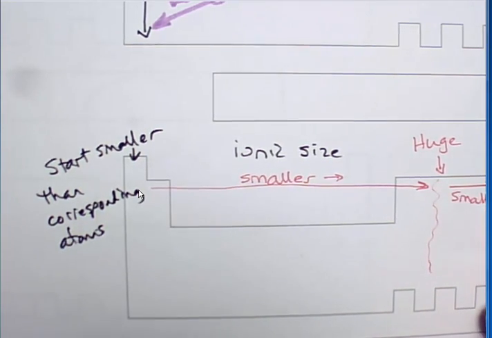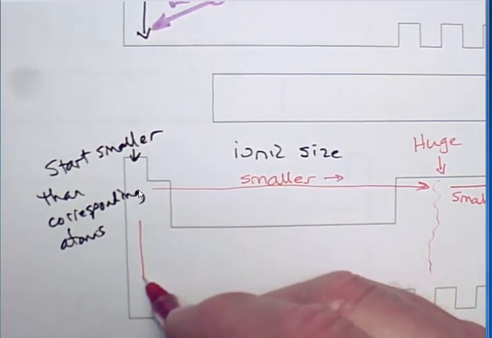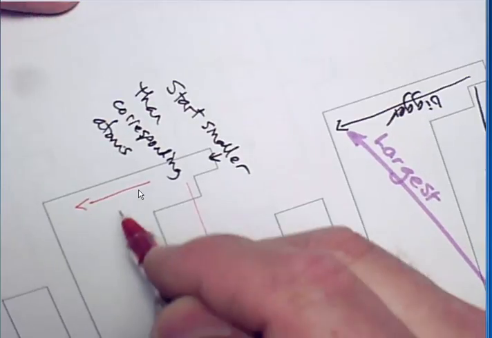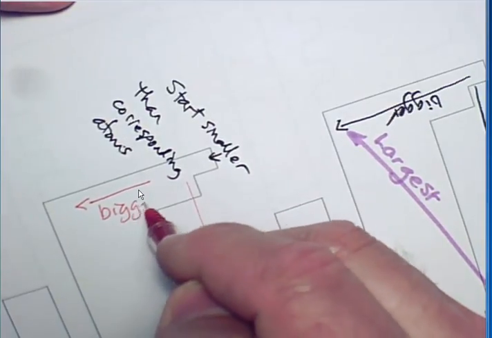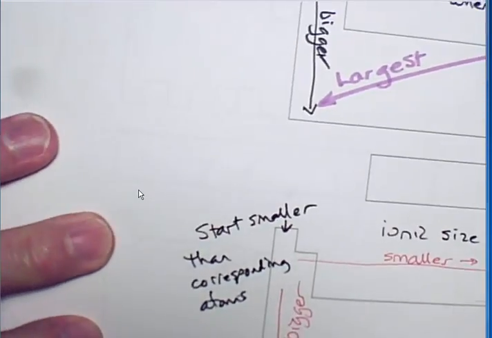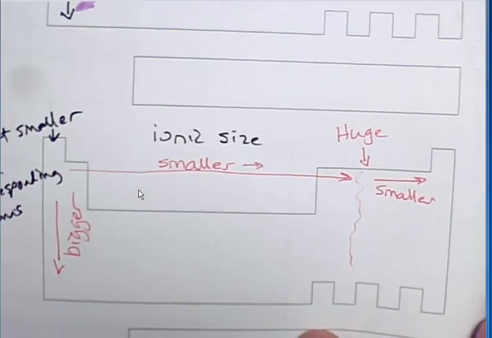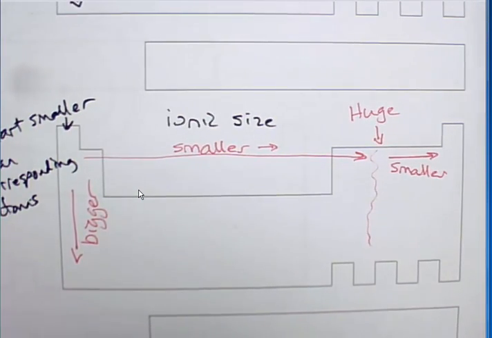And they get smaller again. And then we still get bigger going down. So that's the pattern for ionic size. I'm not sure why you even need to know that, but it's in the state standard, so I teach it to you. It doesn't really come up much after this unit anyway, but it's something we need to know.